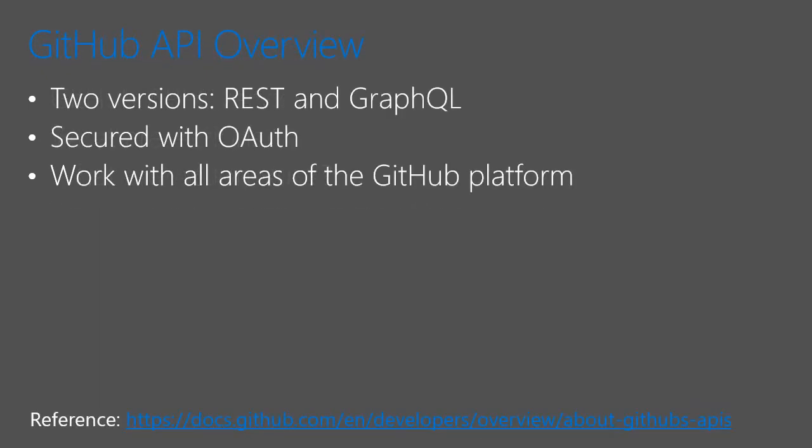So the GitHub API has two versions, a RESTful API and the GraphQL API. It can be secured with basic authentication, as well as username and password and multi-factor authentication. We'll be using OAuth for ours. And it works with all areas of the GitHub platform, from repos and users, notifications, workflows, commits, pull requests, etc.